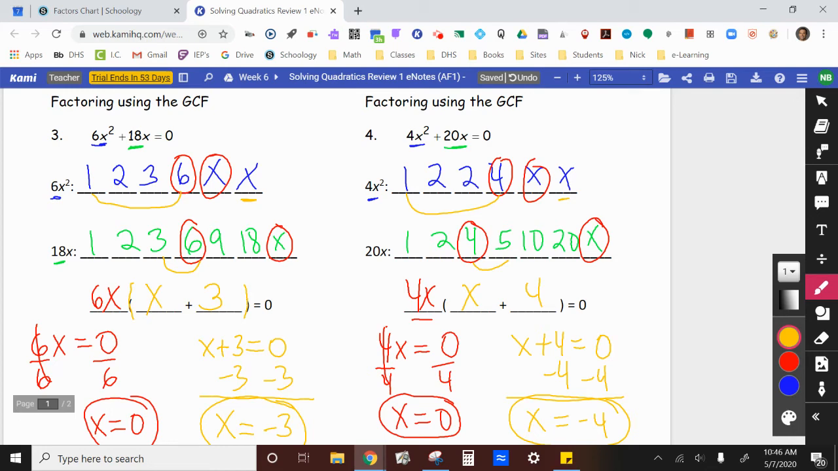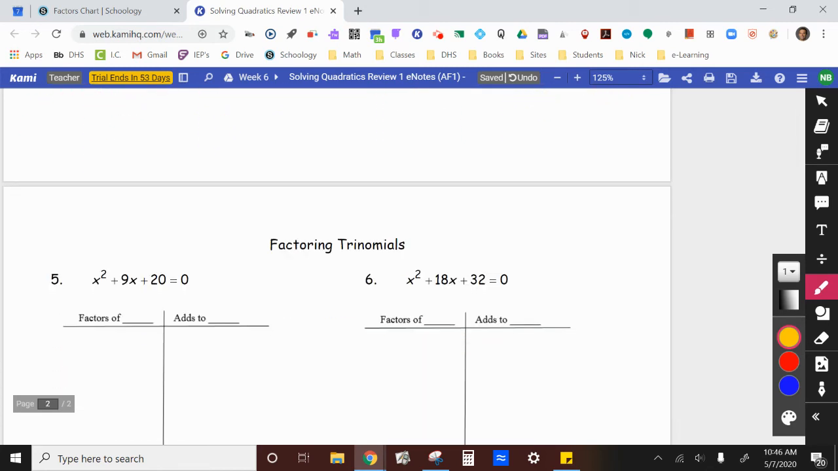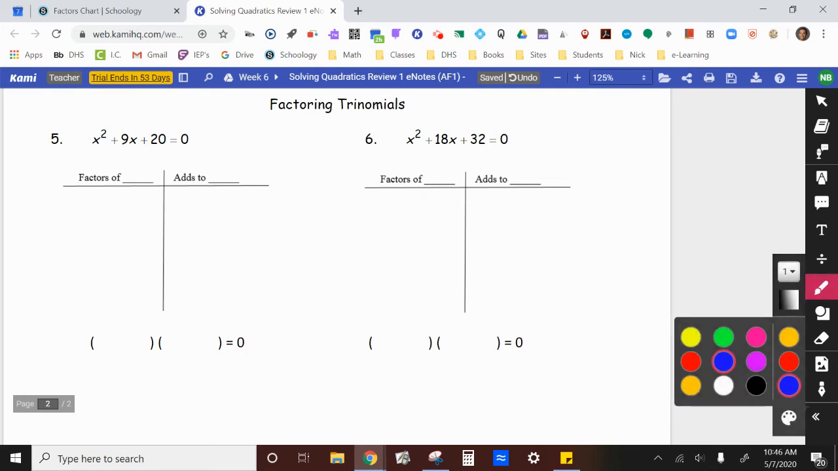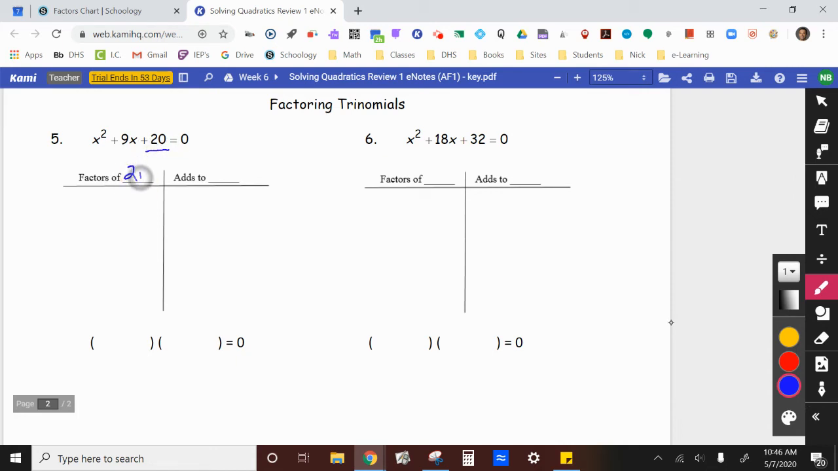All right, we just got 2 more to do here. These last 2 are trinomials, 3-termed polynomials. For these, we have to find the factors of our last term that add to the middle term. So we're going to find factors of 20, or numbers that multiply to 20 but add to a positive 9. Here, we're going to list out all the factors of 20.